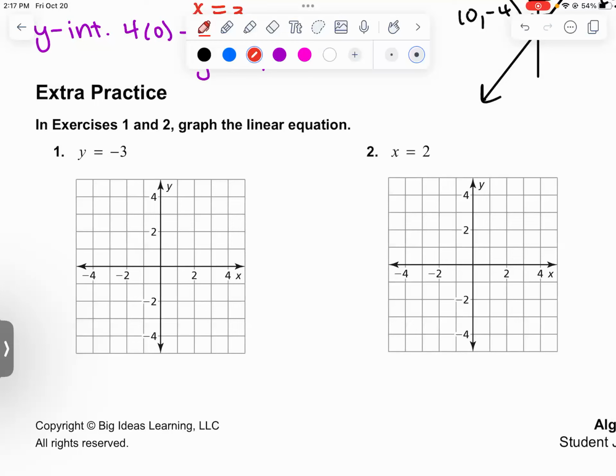Okay, the graph y equals -3 needs to be a horizontal line going through all of the y equals -3. I need you to wait until we're done going over this. Like I said, make sure this matches yours. X equals 2 is a vertical line going through all of the x equals 2.